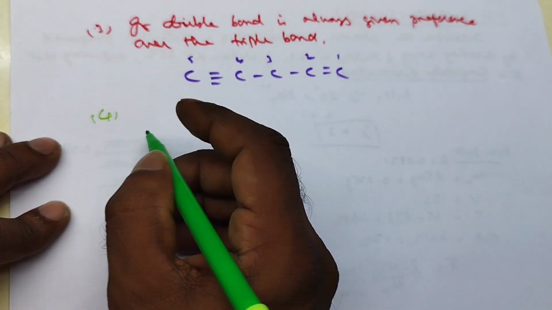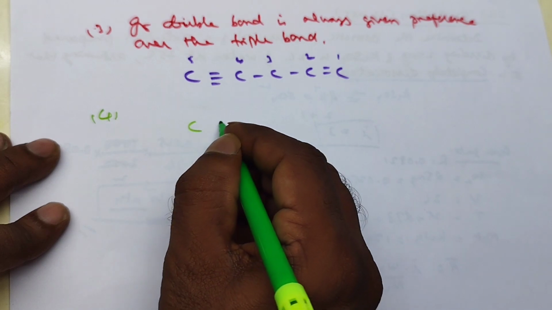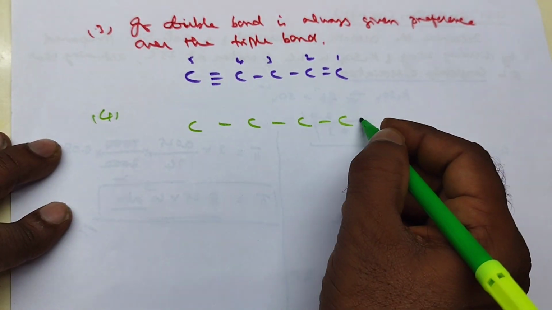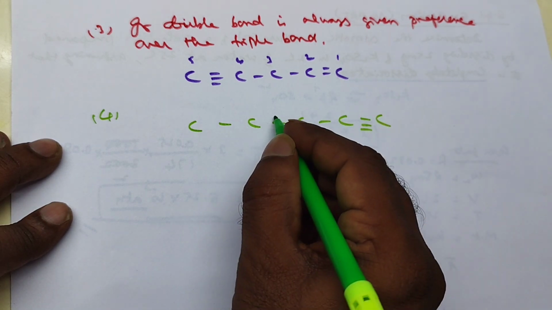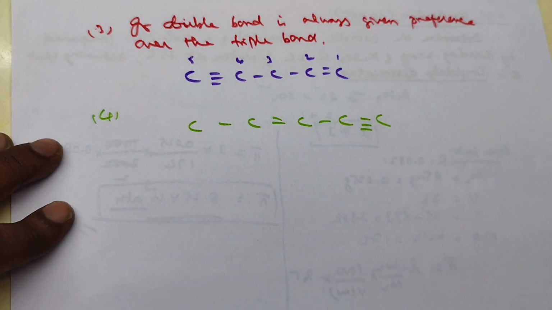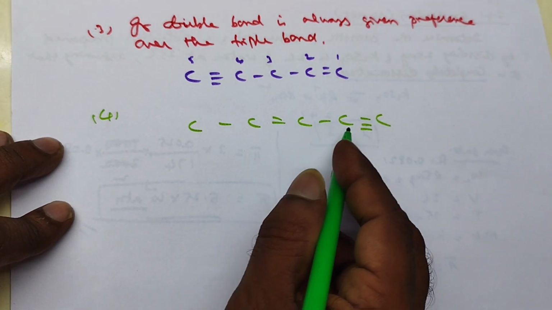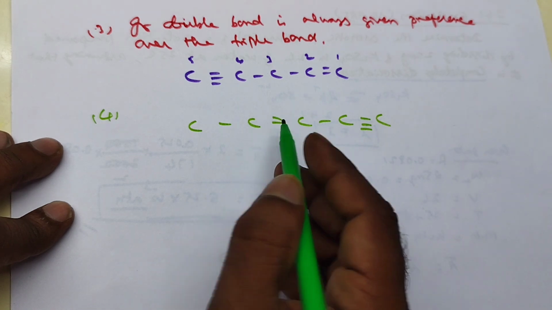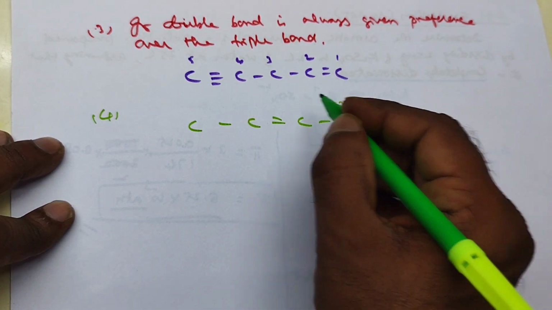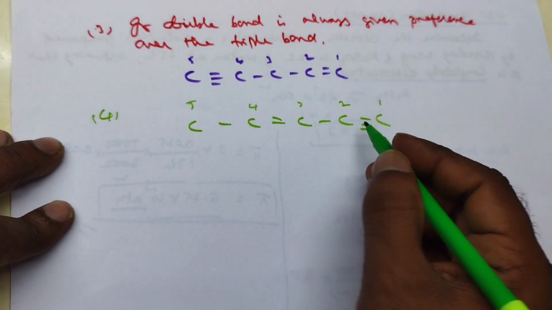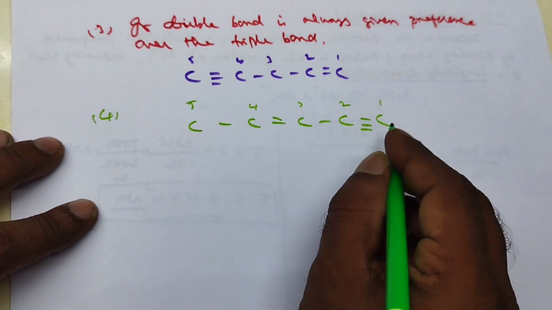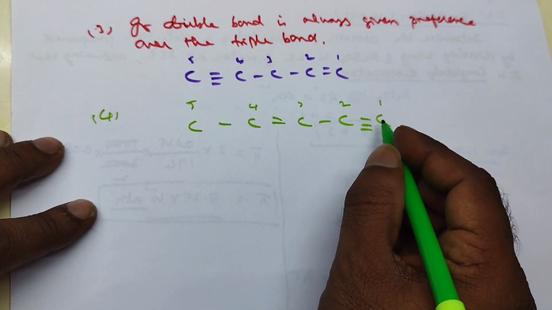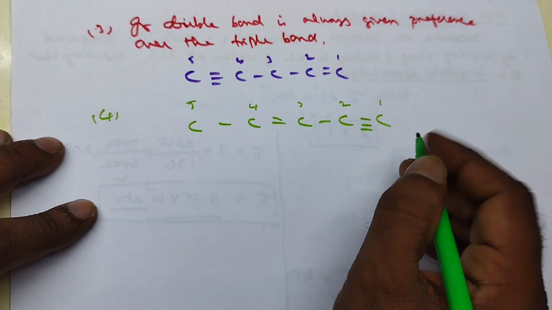Another one, suppose we take an example like this: 1, 2, 3, 4, and 5. First we are having a triple bond, and third we are having a double bond. Now which side do we have to start the numbering? 1, 2, 3, 4, 5. So second we are having a double bond, and when we start numbering from here, 1, 2, 3, 4, 5, first itself we are having a triple bond. So you have to follow the lowest set of locants rule. So you have to number the carbon atoms from right-hand side to left-hand side. That means the lowest number is 1, for the triple bond.